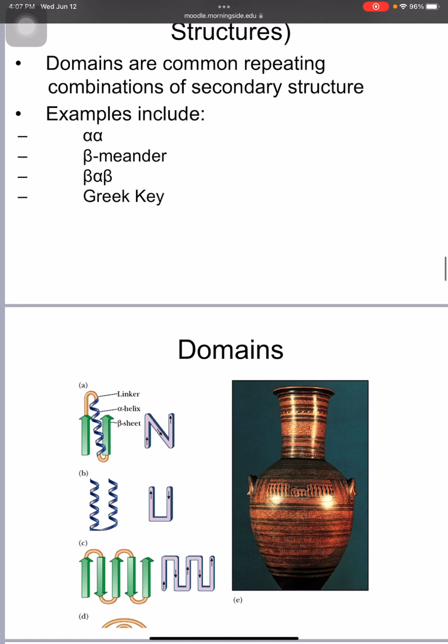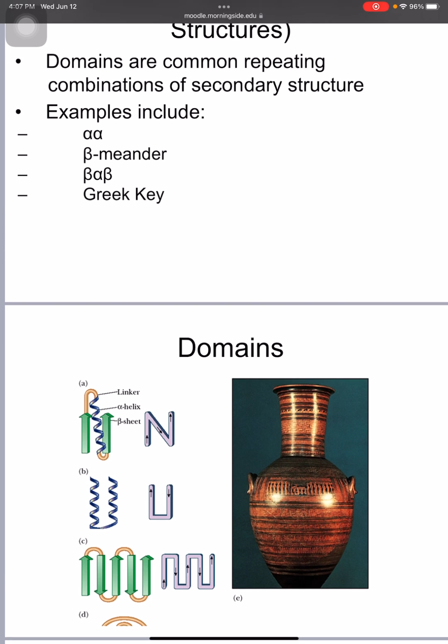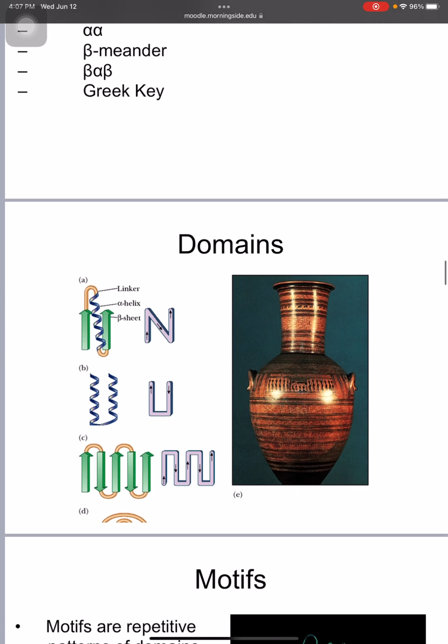You can have beta-alpha-beta, right? Intuitively, you would think that's a beta sheet, an alpha sheet, and another beta sheet. And you are correct. Specifically, a beta-alpha-beta is going to be two parallel beta sheets connected by an alpha helix. And you can see that in part A. And then you start getting into the really cool ones, the really fancy ones.